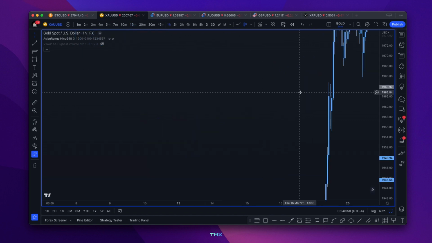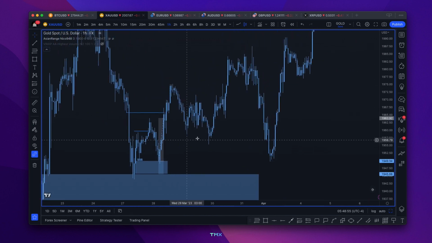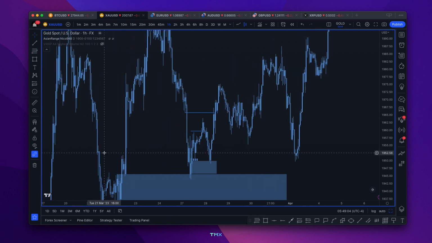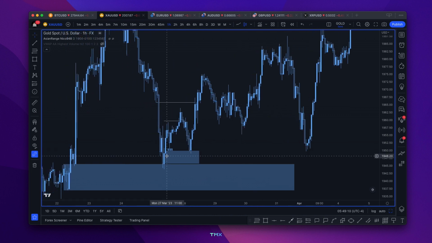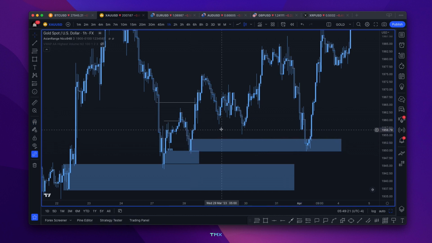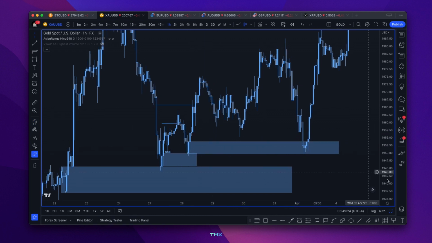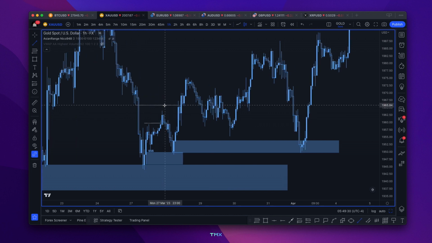Now the second setup on gold, which we will mark up right now, is over here. Let me clear up this risk to reward. This was the first demand which we tapped into. Then we had the second demand on the 15 minute where we took the first trade from. From then there was this demand created. This area over here was a very good area to buy from again.